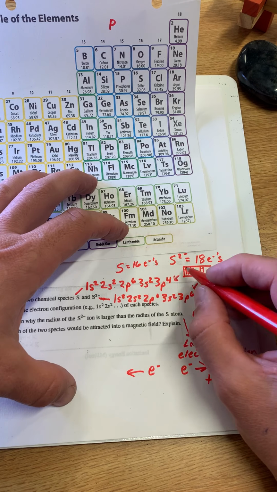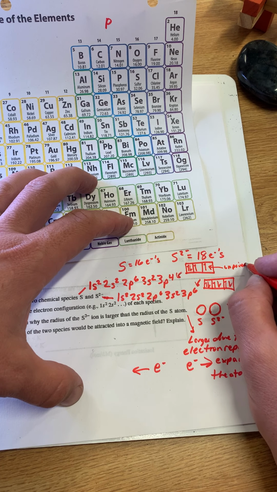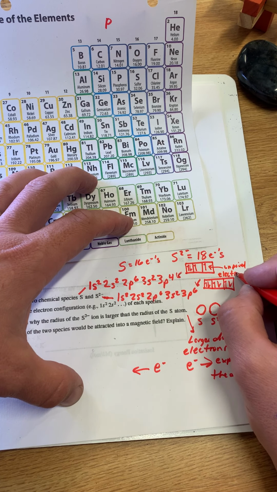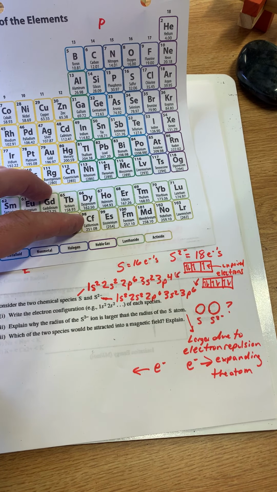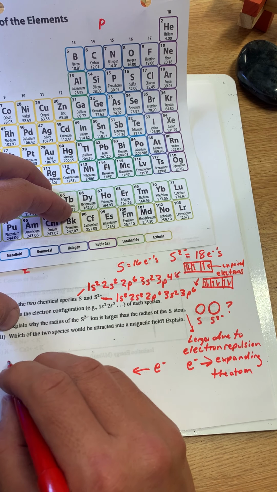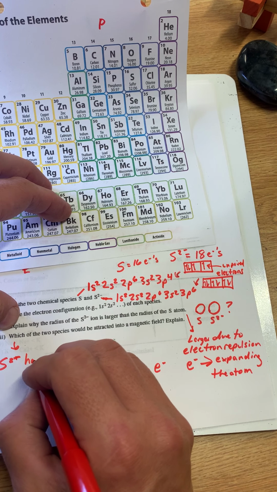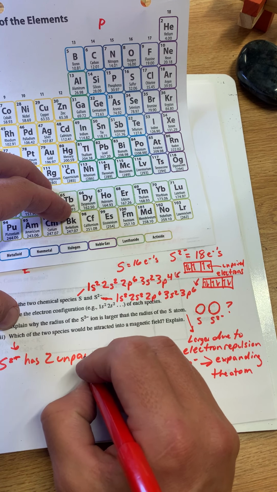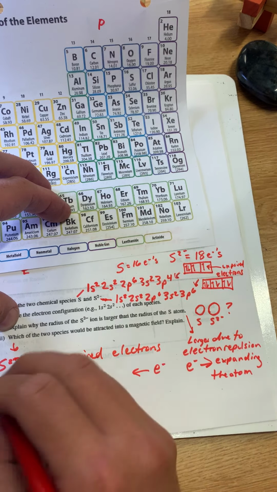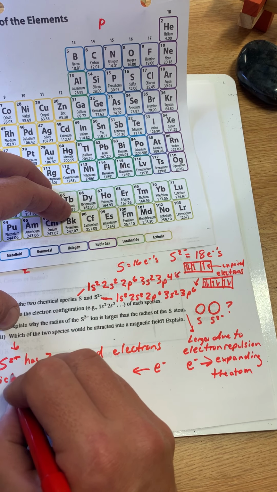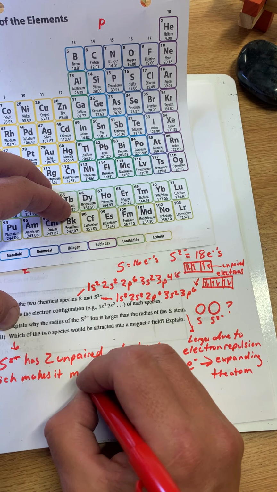So if you remember that to talk about magnetism, magnetism comes from unpaired electrons. These electrons are unpaired, so they'll create a little bit of a magnetic attraction to a magnetic field. So you could explain by saying sulfur has 2 unpaired electrons, which makes it magnetic.